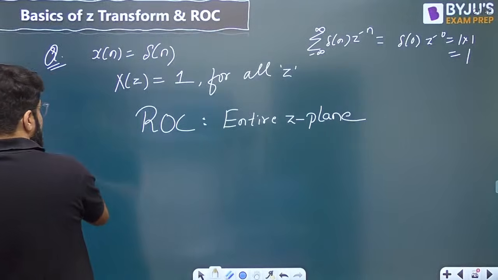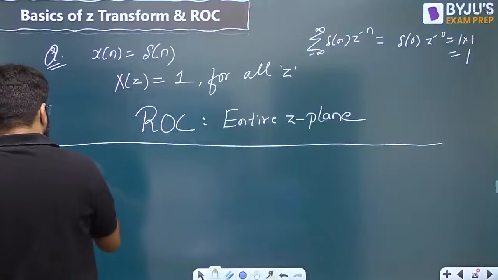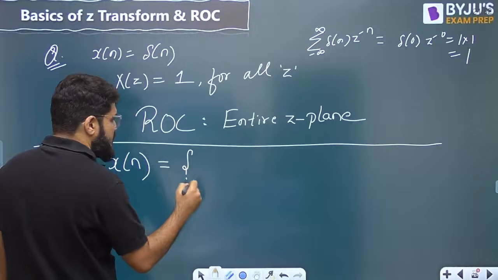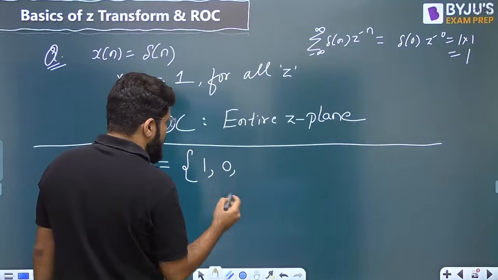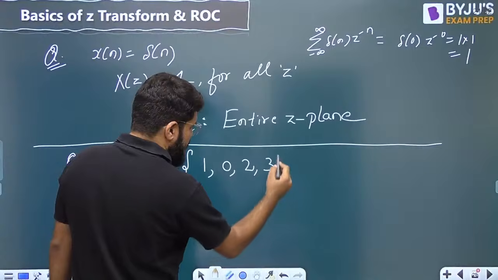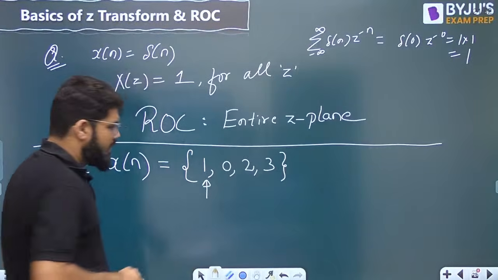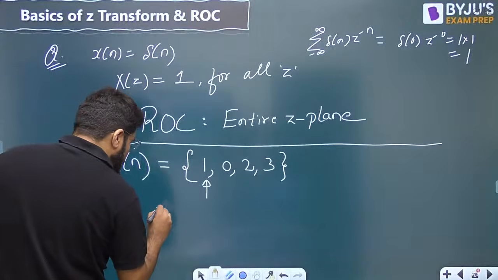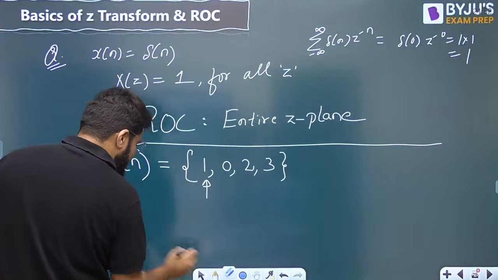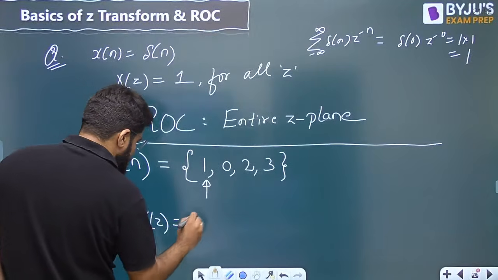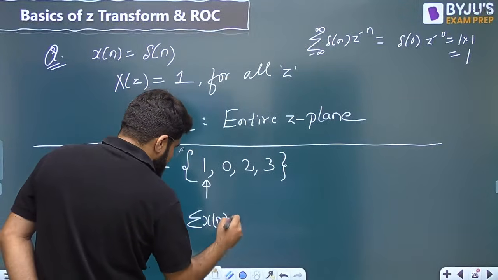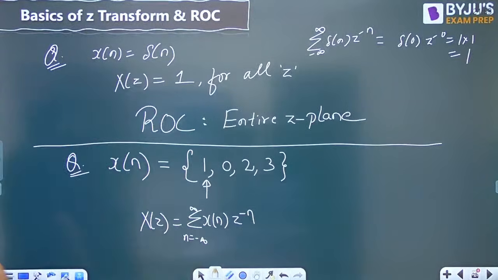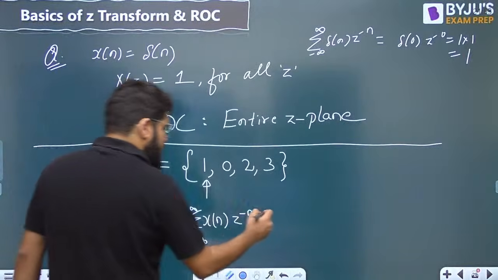Okay, but now let me take another question. Xn is equal to, suppose 1, 0, 2, 3. Let's take this with the origin at 1 only. Now, if I want to calculate its Z transform, what will be the Z transform? Summation xn z power minus n, in general from minus infinity to plus infinity.